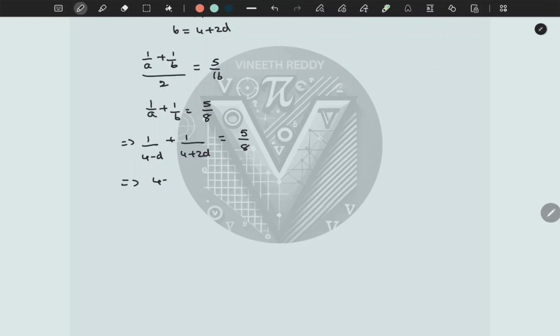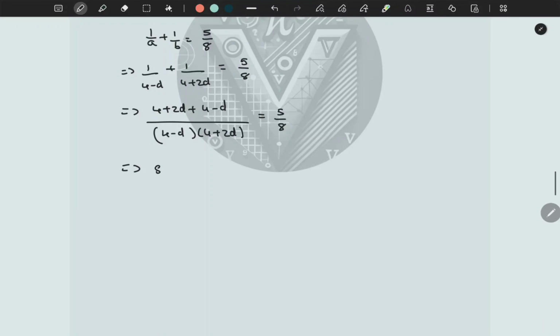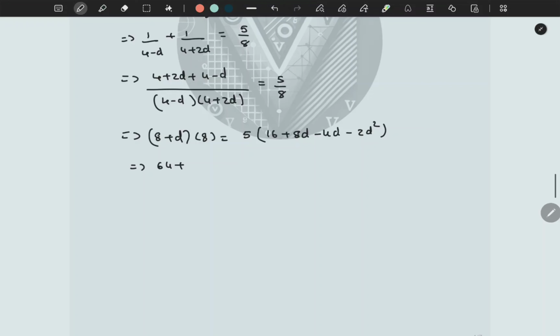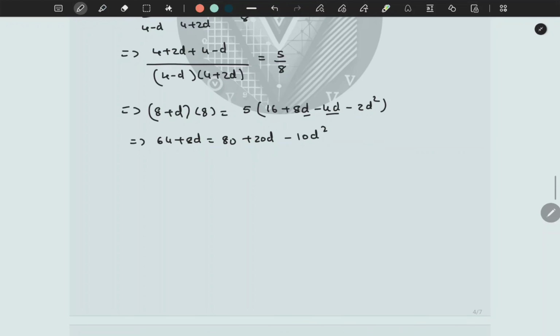So if I take LCM, I get (4 plus 2d plus 4 minus d) divided by (4 minus d) into (4 plus 2d), and that is equal to 5 divided by 8, right? So in the numerator we get 8 plus d, and if I cross multiply, I'll get 5 into, now 4 into 4 is 16 plus 8d minus 4d minus 2d square, right? So we get 64 plus 8d will be equal to, now 16 into 5 is 80, 8d minus 4d is 4d, 4d into 5 is 20d minus 10d square.